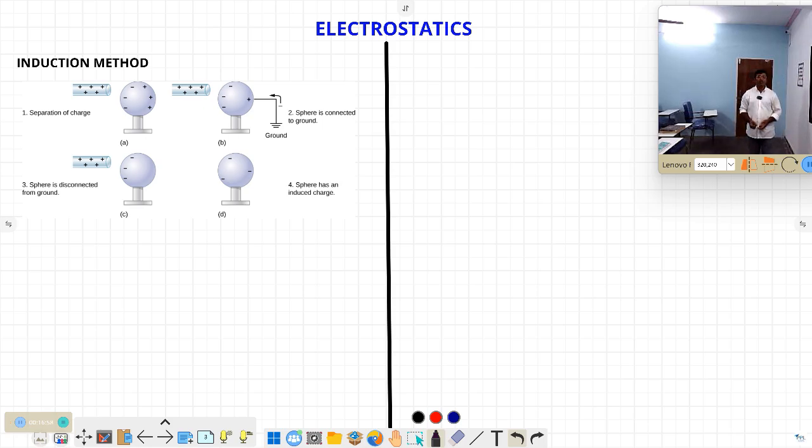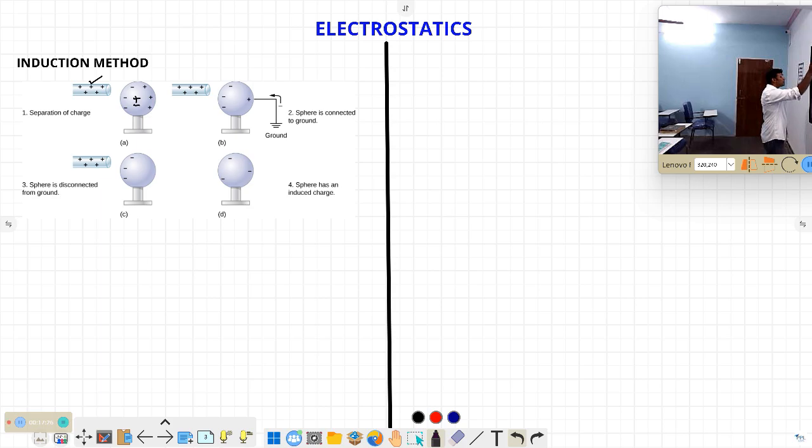Next one, the induction method. What is the induction method? Without any contact between the bodies, we can make the other body charged. It's called induction. Look here: I take one positively charged glass rod and one neutral sphere. Neutral sphere means initially the positive and negative charges lie inside equally. Now, whenever the glass rod is brought near this neutral sphere, it is not in contact; there is a gap.